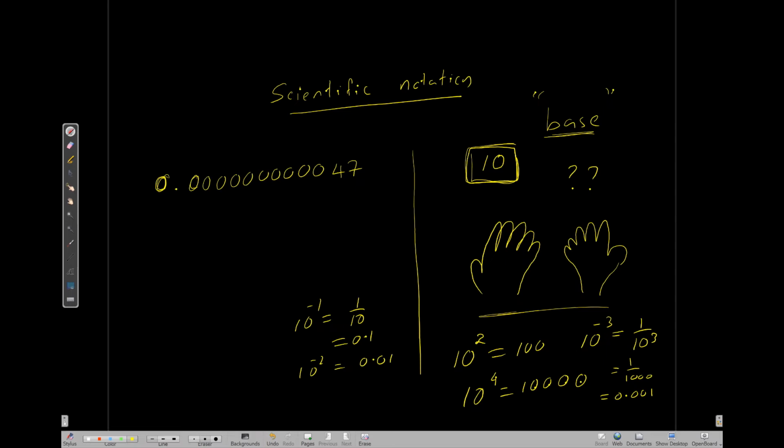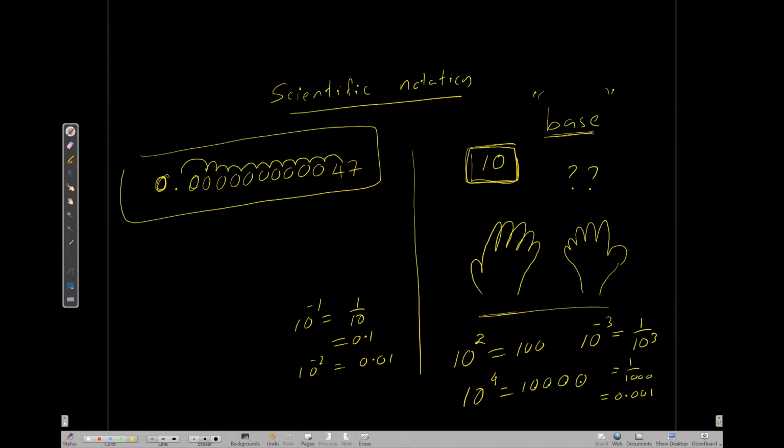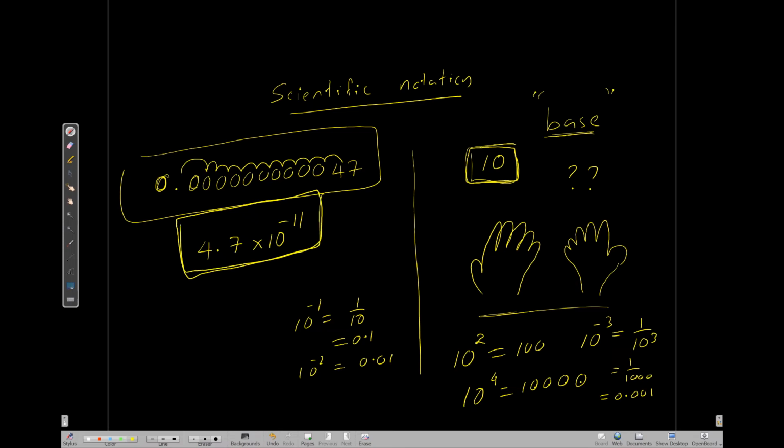Now, using that, we can write this in a very simple way. So this number, see this decimal point, I need to, okay, let's say 1, 2, 3, 4, 5, 6, 7, 8, 9, 10, 11. If I move it 11 places, I get 4.7 multiplied by 10 to the negative 11. This is an easy way of writing down this number, and we call it the scientific notation.